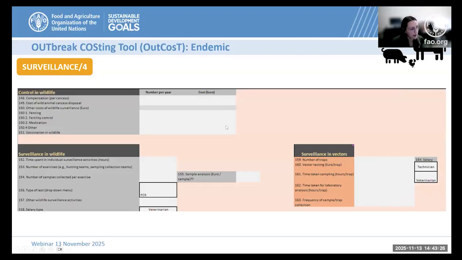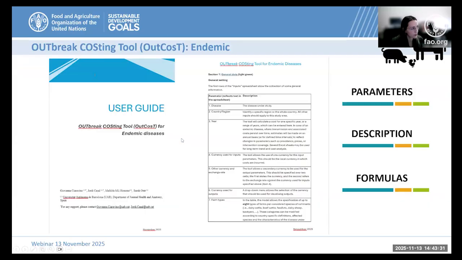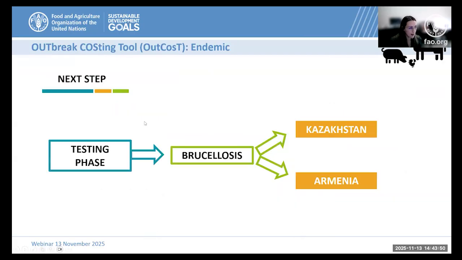And then for controlling wildlife, we added a little bit more information on the control part. We are finalizing our user guide, and the user guide has all the parameters and descriptions of parameters and formulas that are going to be used in the tool. The next step is the testing phase. We are currently working with 2 countries, Kazakhstan and Armenia, and in the next couple of weeks, we will start this testing phase focused on brucellosis.